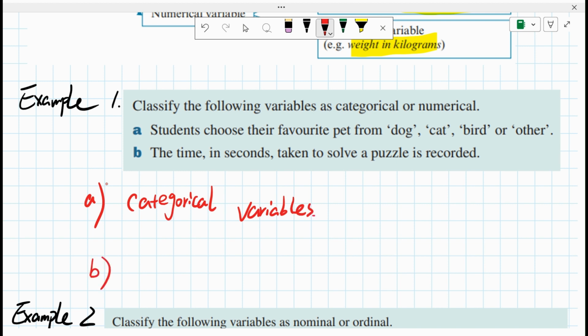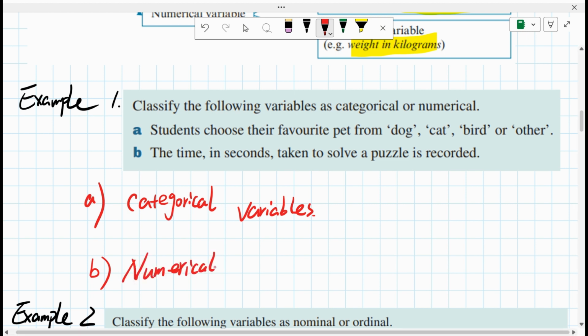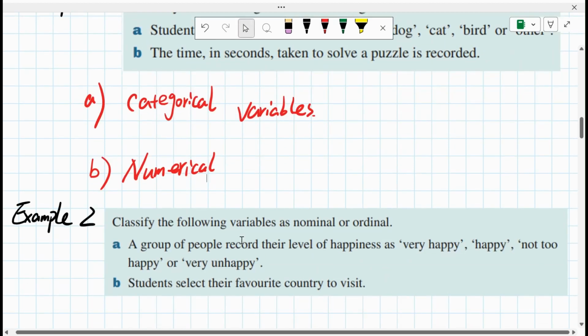B is the time in seconds taken to solve a puzzle, which is a record. If you solve the puzzle in a recorded time, the data values present the amount of time taken. So this one is numerical data. Sorry about my handwriting, that was terrible actually.